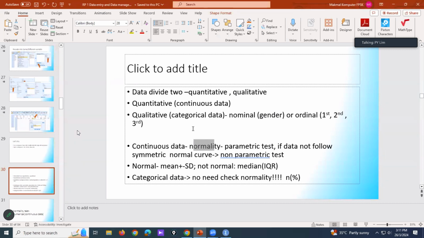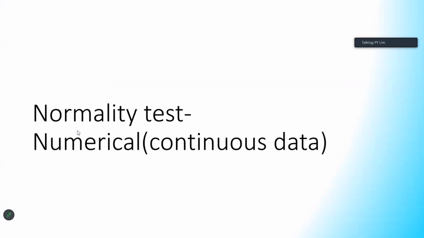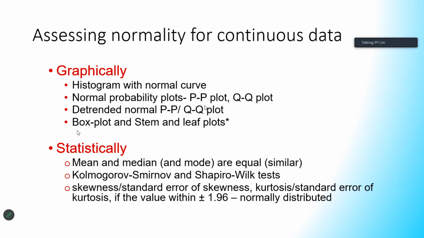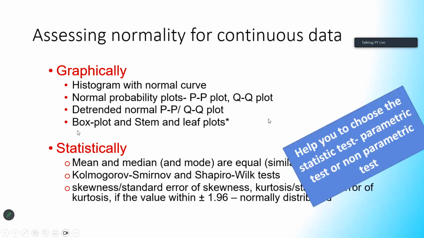Now you already know how to key in data and how to record the data. Now we go for normality: how to do normality checking, only for continuous data. Before that, I have to explain what normality is. Normality testing has several methods. One is graphical: histogram with normal curve, normality probability plots, PP plot, QQ plot, detrended normal plot, box plot, and stem and leaf plots. And statistical: mean, median, mode, Kolmogorov, Shapiro, skewness, etc. I explain one by one.